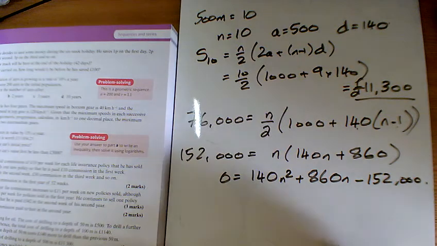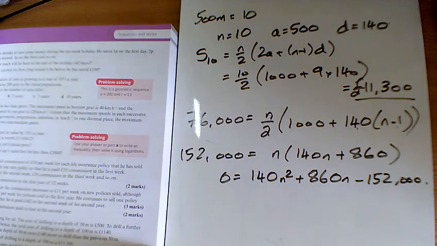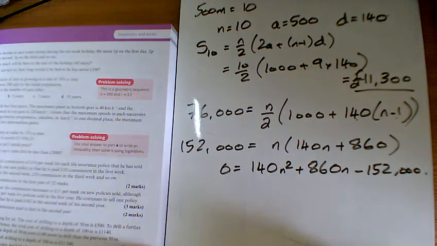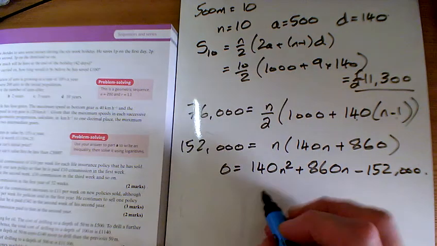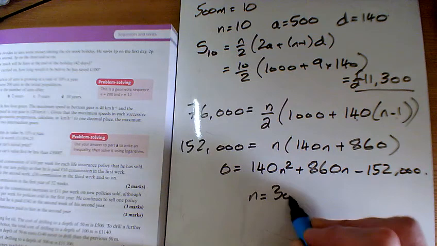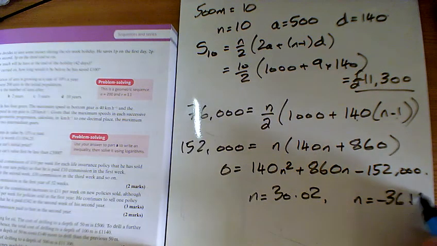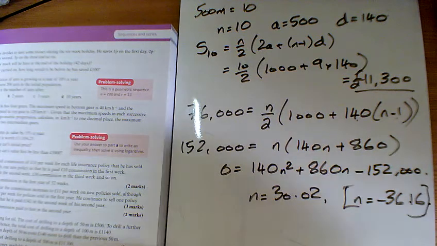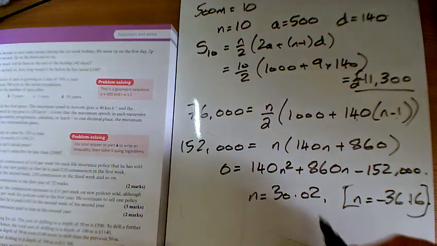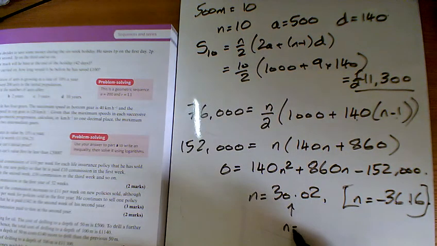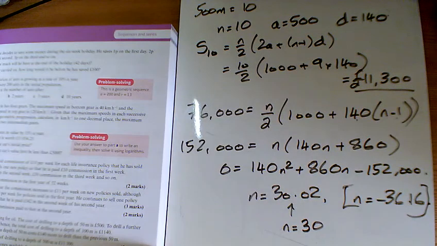Could actually divide it all by, I'd say 10, but even 20 to make it easier. But let's just tap that in the calculator and get the answer. And I'm getting N equals 30.02 and N equals minus 36.16. So clearly I'm going to ignore the negative one there, and that's pretty close to 30 then, isn't it? So we can do 30 drills.